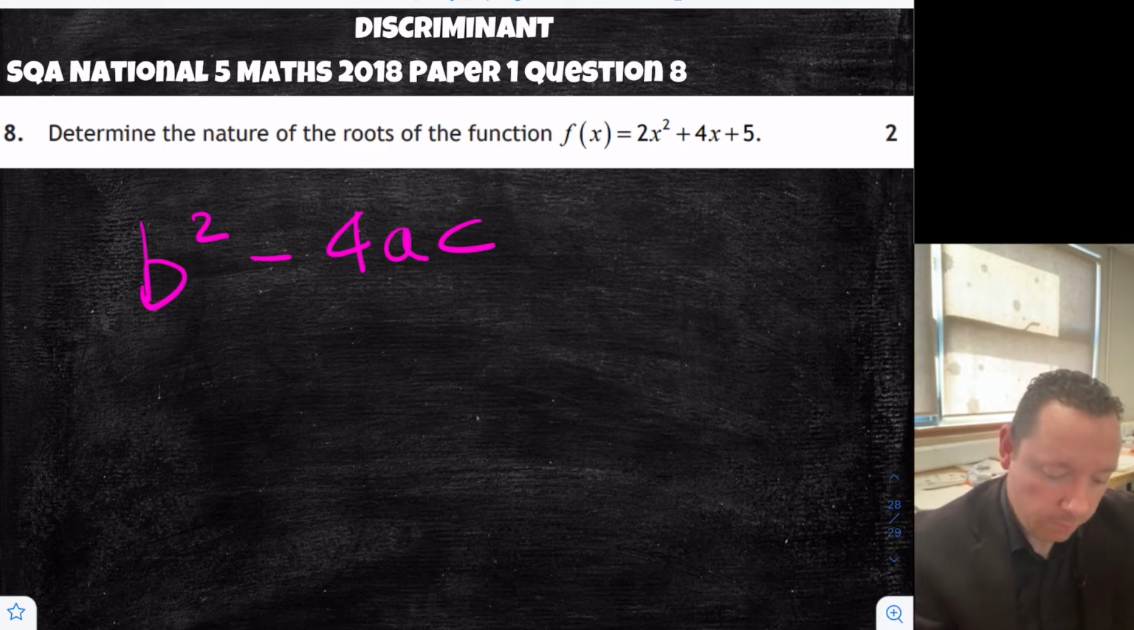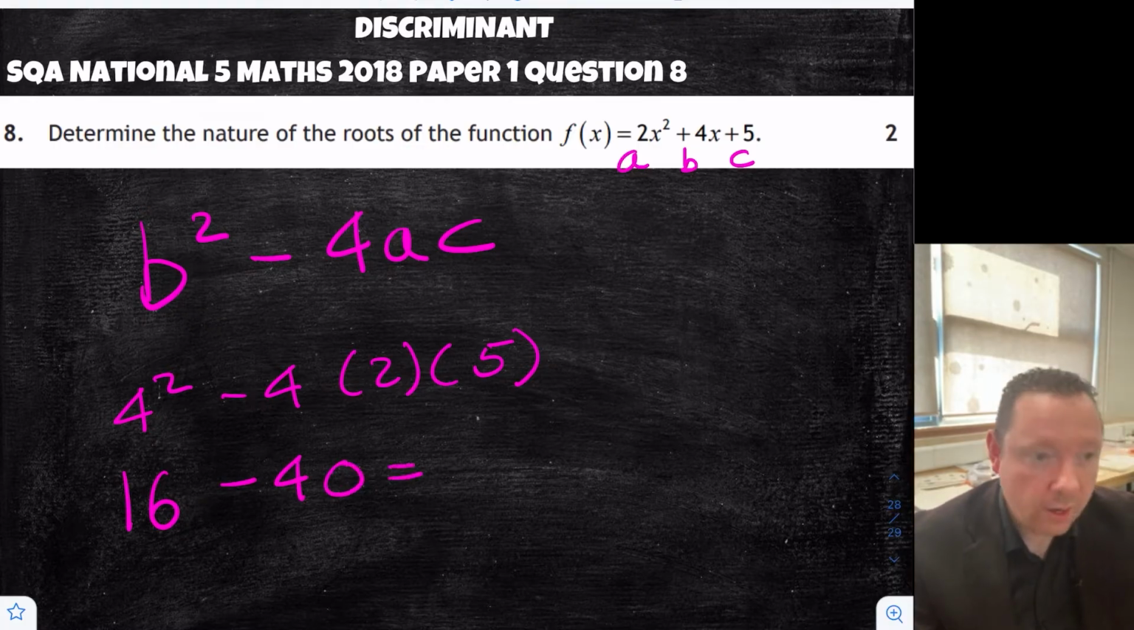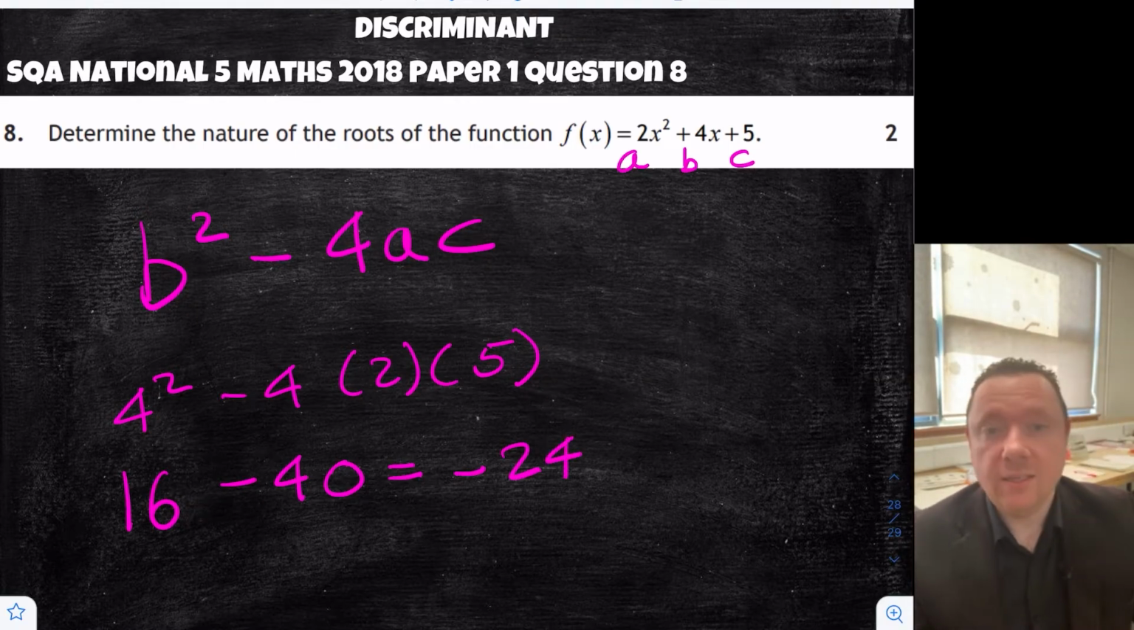So our A is 2, our B is 4, and our C is 5. Signs are important. So b squared is 4 squared minus 4 times 2 times 5. That's 16. 4 2s are 8, 5s are 40. 16 minus 40 is negative 24. And then we need to write a little statement.